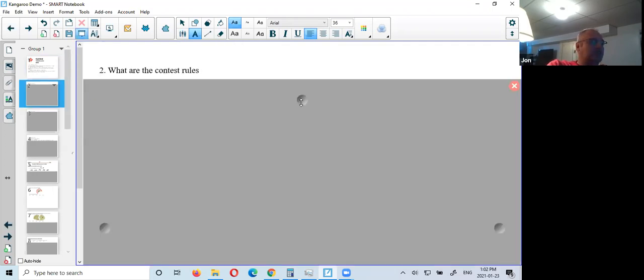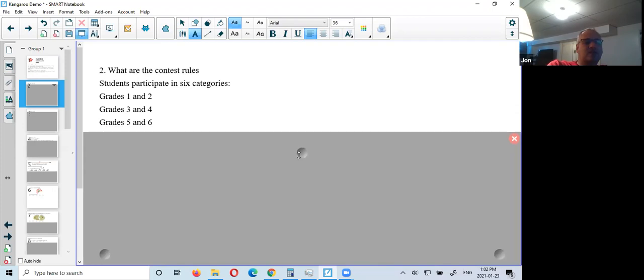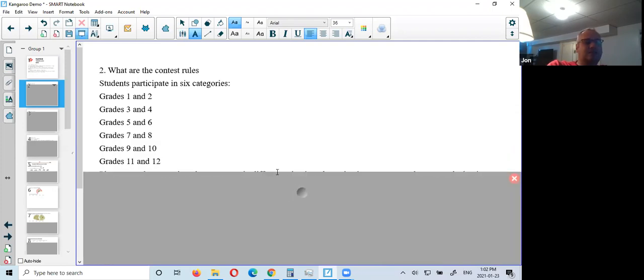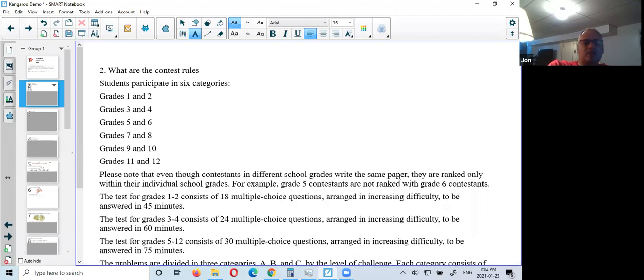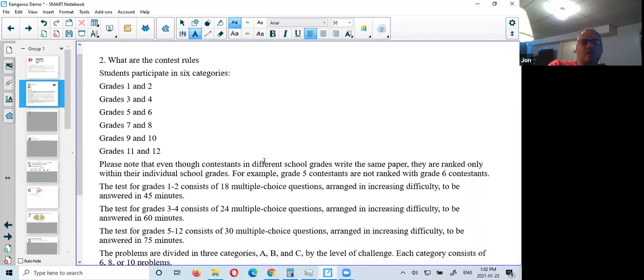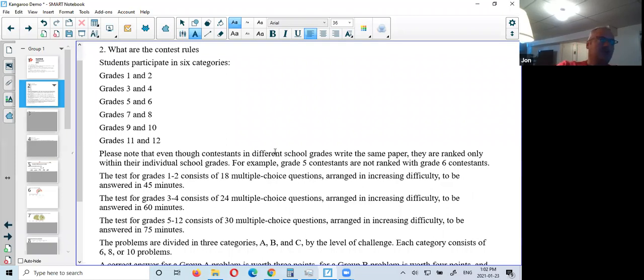Okay, what are the rules, right? The contest rules. So there are 6 groups. If you're in grade 1 or 2, or grade 3 or 4, or grade 5 or 6, right? So they divide into 6 groups, and so there's 6 tests. Each group takes a different test, and even though you might be in grade 1 and someone else is in grade 2, they only score all the grade 1 tests together, and you don't compete against the people in grade 2, even though it's the same test. Okay, and the same for 3 and 4.